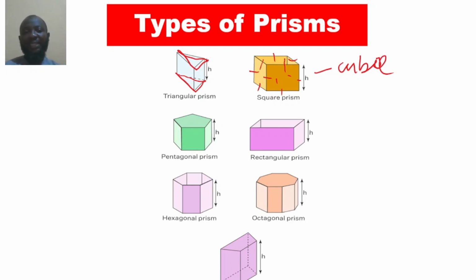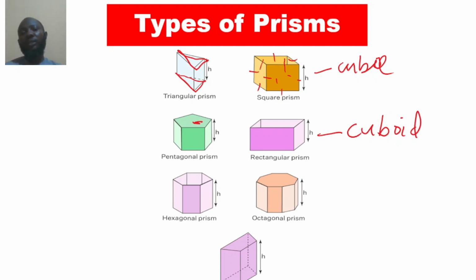Then we have the pentagonal prism, from the word pentagon. It has 5 sides as a base. So the base is a pentagon, a plane shape. Therefore, that prism is a pentagonal prism. It's the same thing: you can see the distance between the top and the bottom is the height. Then we have the rectangular prism, which is also known as a cuboid.